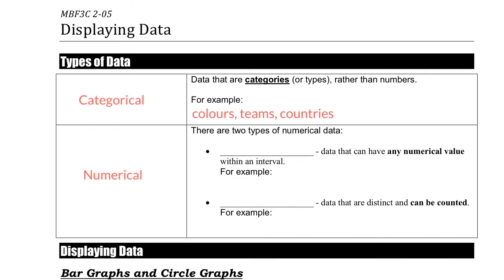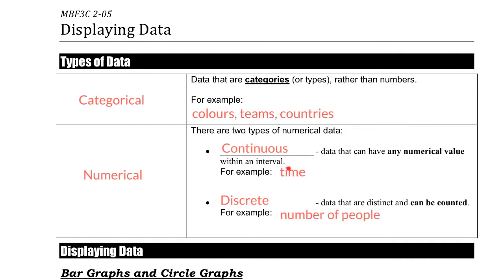Numerical data is something else. So you can have different types of numerical data. You can have continuous numerical data or discrete numerical data. So continuous data is numbers that can have any value within an interval. Whereas discrete, you can only have certain numbers. They can only be counted, like 1, 2, 3, 4, 5. Whereas continuous, you can have values in between 1 and 2, like 1.5 or 1.78 or 3.14159, whatever.